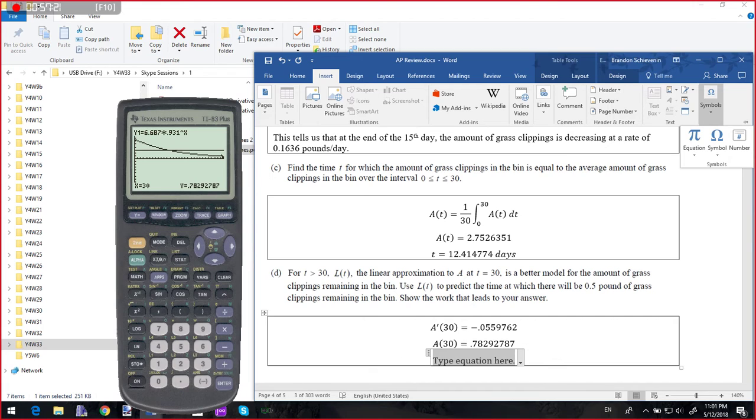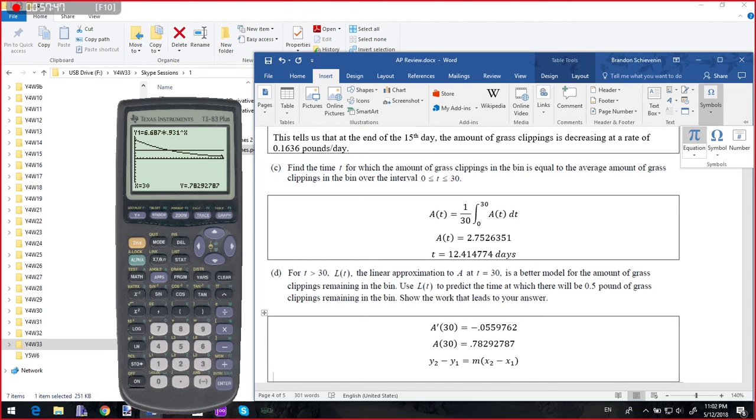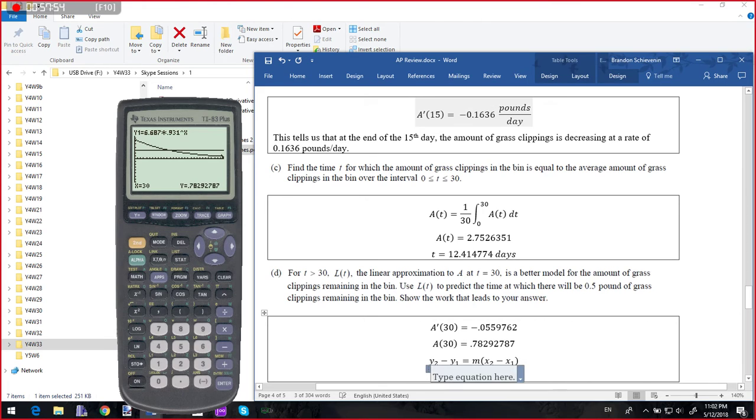So what's the general equation for a tangent line? y2 minus y1 equals slope times x2 minus x1. Perfect. Okay, so that's my point slope form of a line. And then I'm told that the tangent line is L(t), so I'm going to rewrite this in function notation. My y2 is my general y value, so that's L of t, which is my amount of grass clippings that are still in the bin.